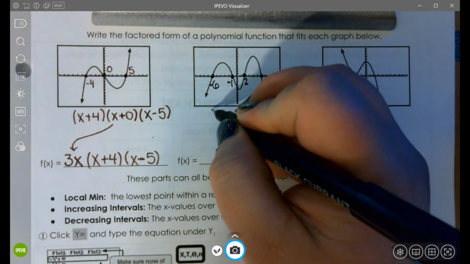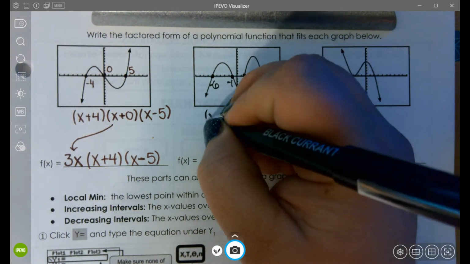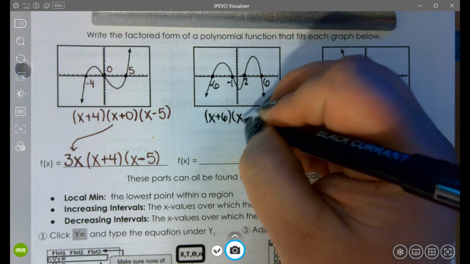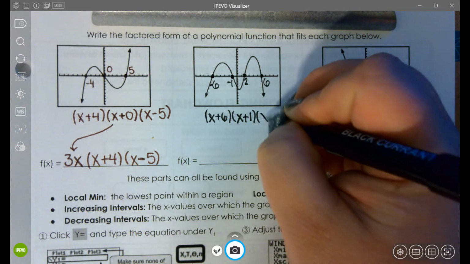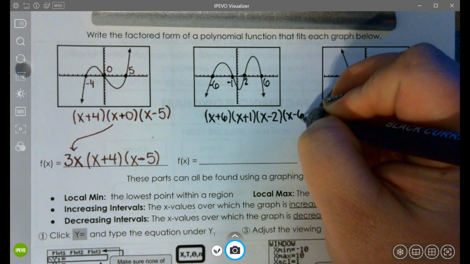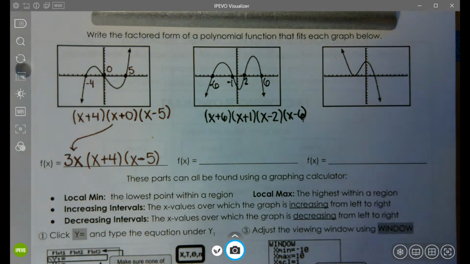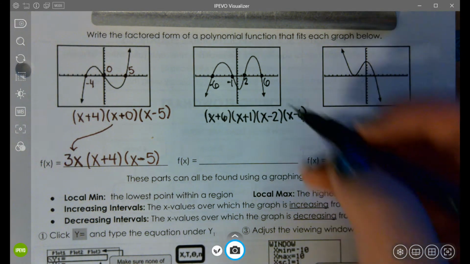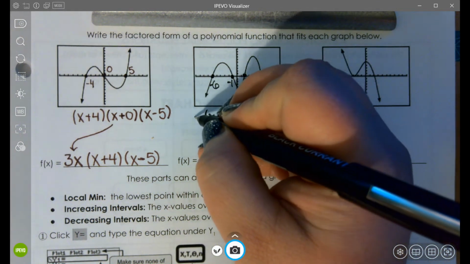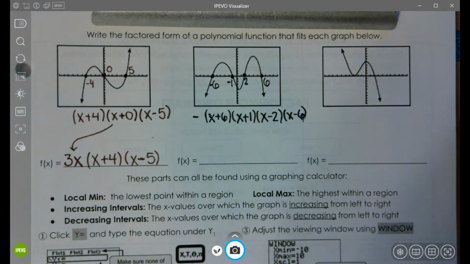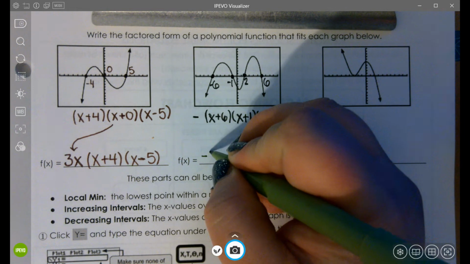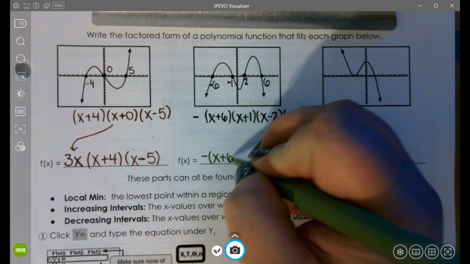So we've got x plus 6, x plus 1, x minus 2, and x minus 6. And that's it, okay? At the very end, double check the right side. This one's going down, which means you need to put a negative out here. You can attach a number if you want to, or you can just leave it. This time, since I put a number on the last one, I will just leave it.